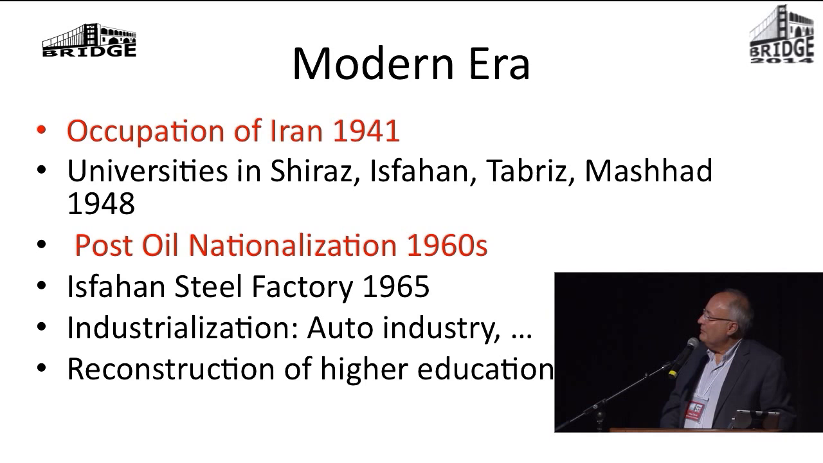After that, in the 1960s, there was again a situation for developing industrial, technological and educational aspects in Iran. In 1965, we had the Isfahan Steel Factory as an initiative for development, and other industries also started, the auto industry and some others. Also happened the reconstruction of higher education in the 1960s, with Shiraz University, at that time Pahlavi University, and Sharif University, which was Aryamehr University of Technology. They reconstructed higher education in Iran, which brought much influence over the development of the educational system in Iran.